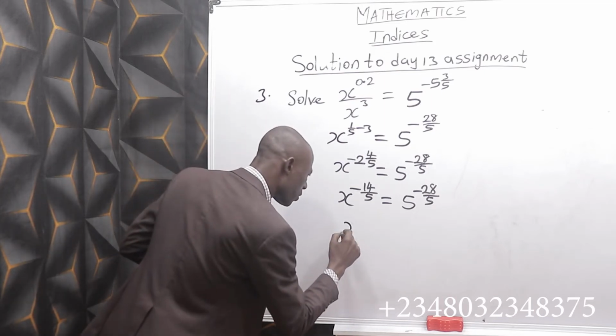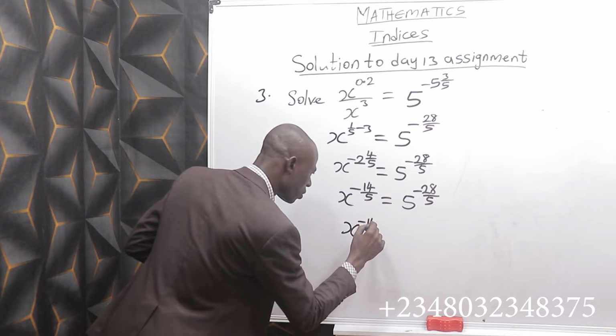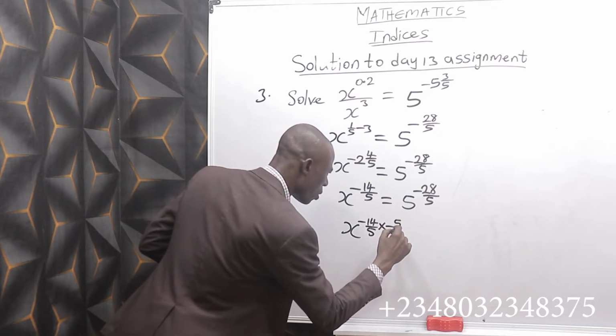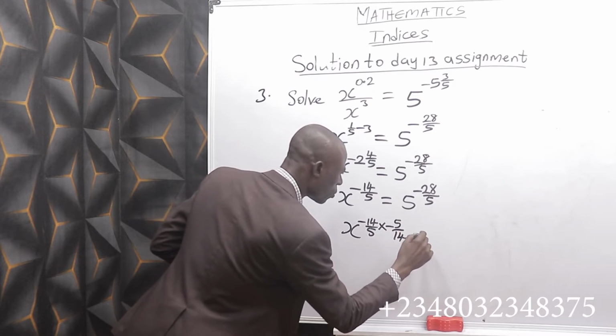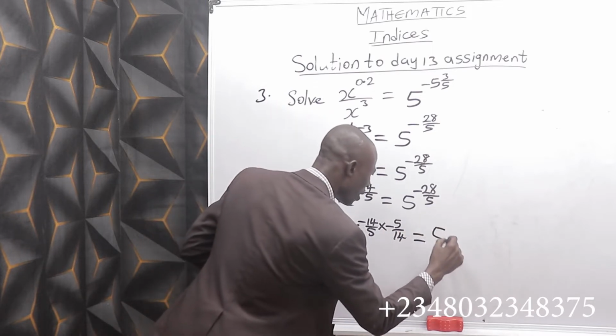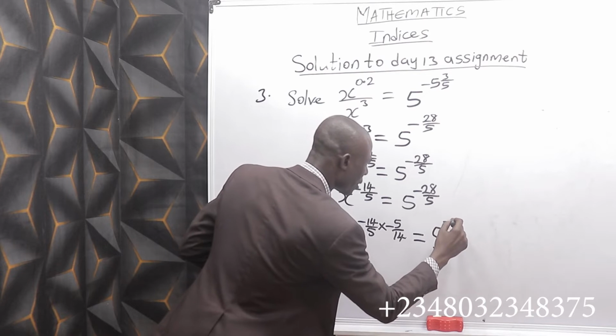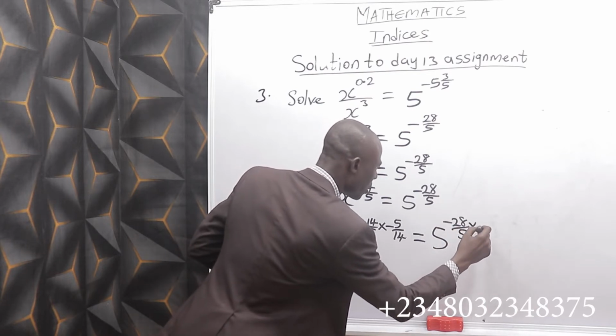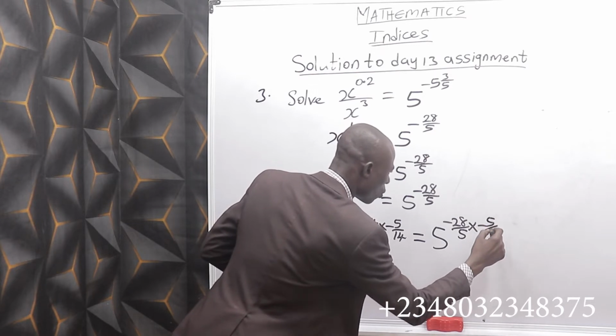That negative 5 over 14 will be used to multiply powers on both sides of the equation. Thus, x raised to power negative 14 over 5 times negative 5 over 14, which is equal to 5 raised to power negative 28 over 5 times negative 5 over 14.